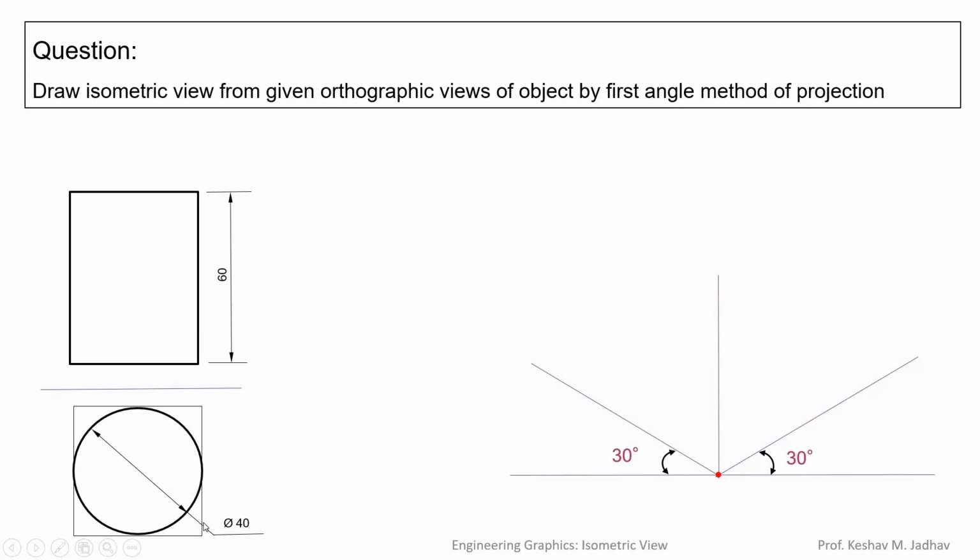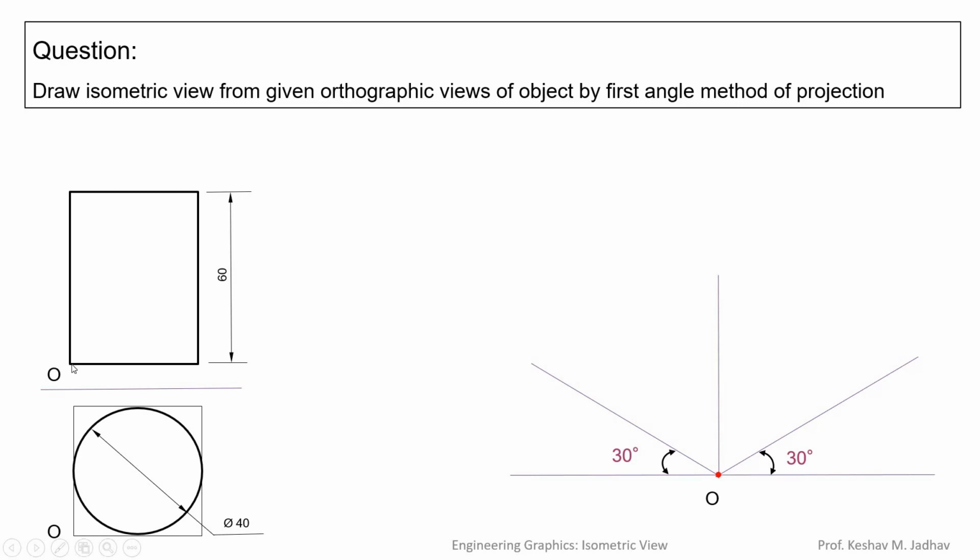So first we will draw an isometric box for this rectangular front view and square top view. The isometric box is not the final isometric view. So while drawing the isometric box, we have to draw with thin lines or faint lines. As I explained earlier, we can start from the front view.